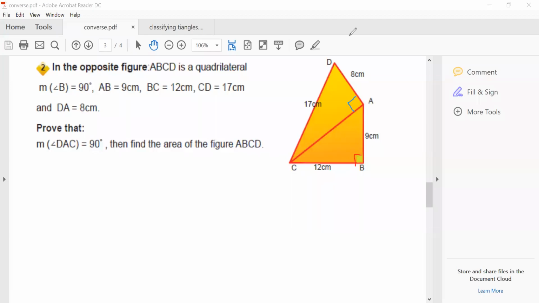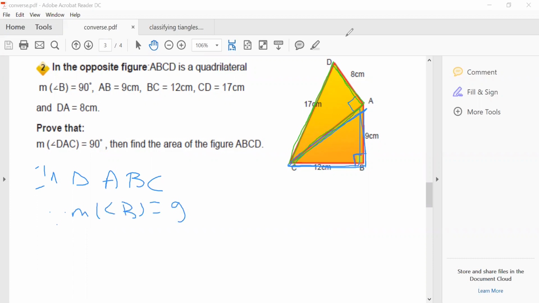So first, I will divide my quadrilateral into 2 triangles. The first one is ABC, because this is already a right angled triangle, and triangle DAC, which I want to prove one of its angles is right. So when writing, I will write: in triangle ABC, it is already a right angle triangle, so you can apply Pythagoras theorem, since measure of angle B equals 90. Who can tell me how to get AC? I have AB and I have BC. Let's see Pythagoras theorem again. Yes, Pythagoras: AC square equals what?